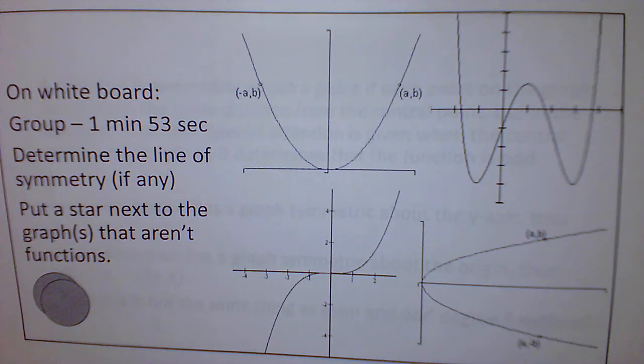Alright, so the next slide, we're going to try to do this as similar as we would in class. So here are 4 graphs. Determine the line of symmetry, if any, and put a star next to the graphs that are not functions. Go ahead and try to work with somebody around you, see if we can find the line of symmetry and whether or not they are functions.